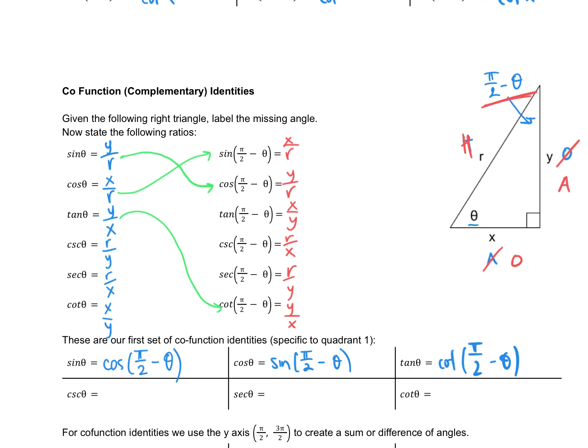And then the exact same thing for the reciprocals. Cosecant ratio is the same as secant, secant as cosecant, and cotangent as tangent. The ratios are identical. So I will write these out.